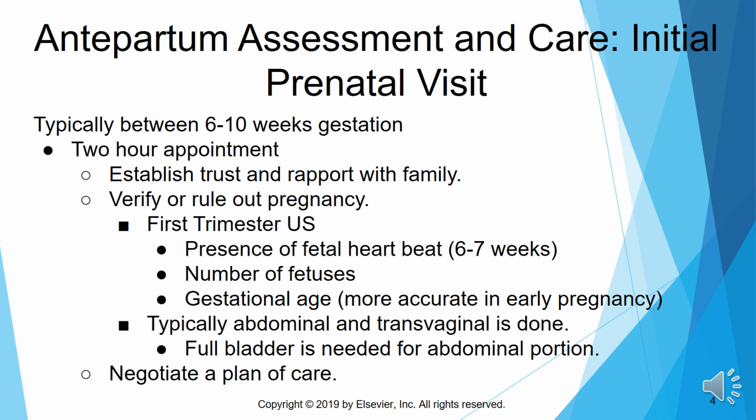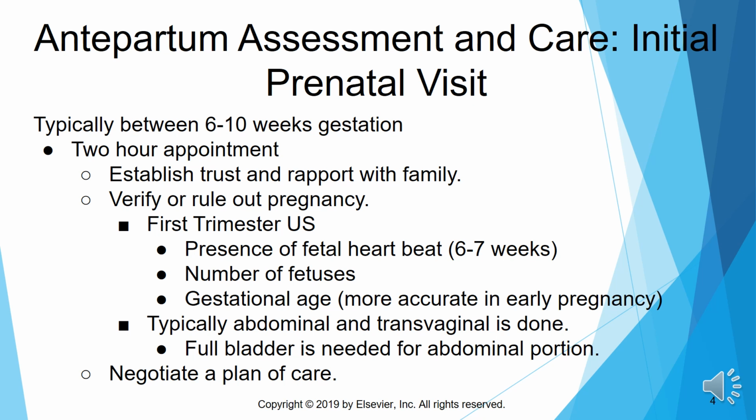In addition to that, we are establishing the presence of a fetal heart rate. That's between 6 and 7 weeks that we should start to see that. Fetal heartbeat movement on ultrasound, the number of fetuses that are present, and what their gestational age is. Most of the time we can use their last menstrual period. However, some people do not have regular cycles, and some people do not know when they last had a period. So we can use ultrasound in early pregnancy, this first trimester, to really pinpoint when this baby was conceived, and also when they would be due.